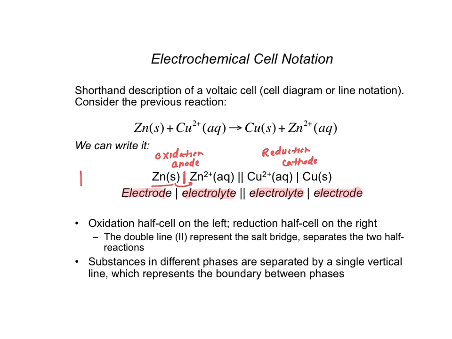Anytime there's a salt bridge connecting the two separate half reactions, we use this little double line instead. Okay, so again, the anode, the electrolyte, we separate it by a single line. Salt bridge with the two lines, the cathode electrolyte, and then the cathode itself. And again, that's going to tell you essentially what's happening in the overall voltaic cell. Okay, so that's great, neat.